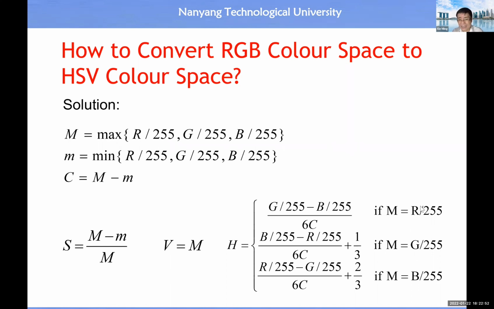If M comes from the red color, then you use this one. If M comes from the green color, use this one. If M comes from the blue color, then you use this equation, right? So this is a formula discovered by extensive experiment, right? Okay.